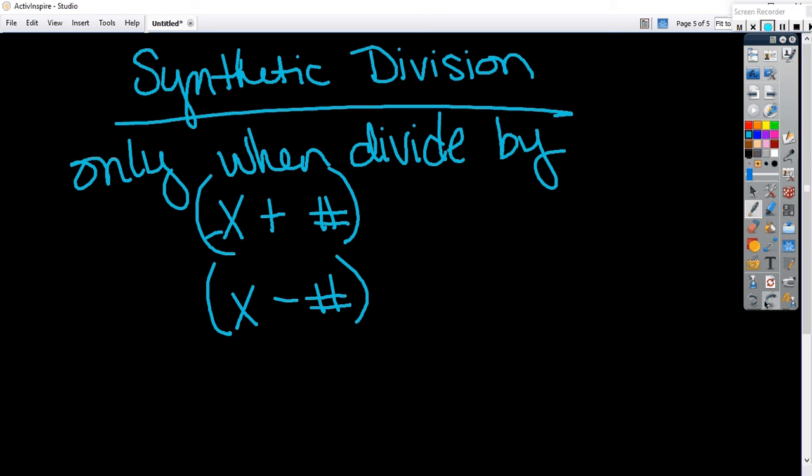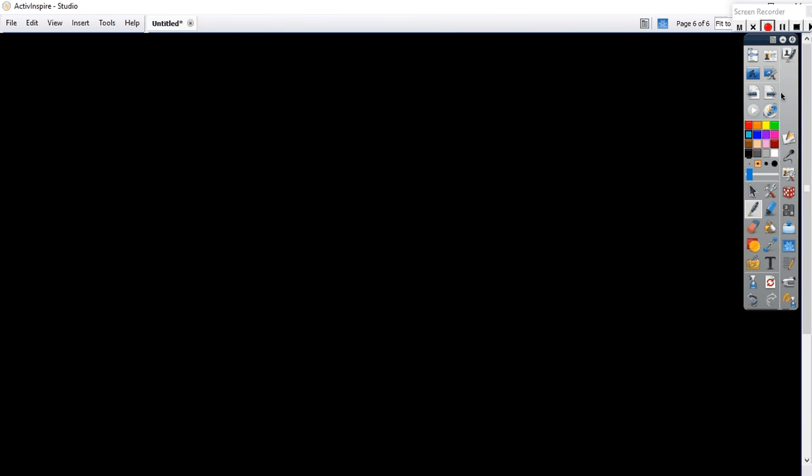Number 3 divided by x minus 4. Number 4 divided by x minus 5. Number 5 divided by x minus 1. Okay, so no coefficient, no exponent on the x. No, you won't have just a number. In fact, let's use number 5.